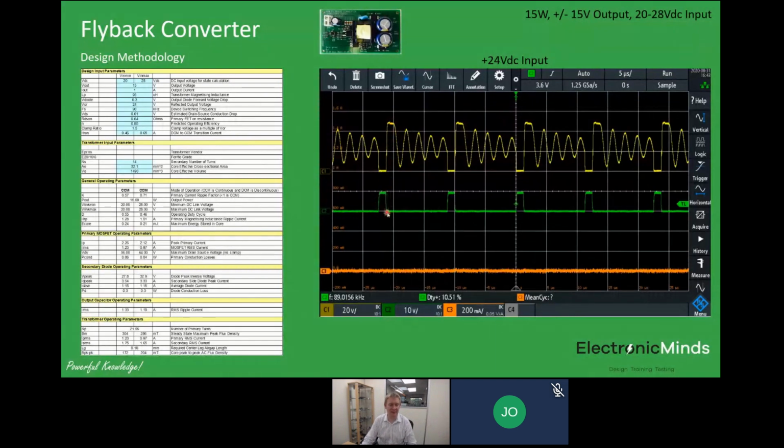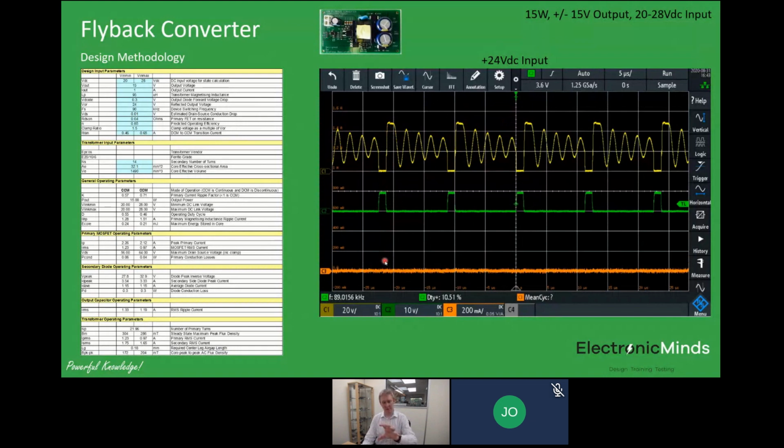The green trace is the gate source. So that's the command signal for the MOSFET to turn on, going up to about 9 volts. When the MOSFET turns on, you can see the MOSFET voltage drops to 0. When the MOSFET turns off, you get the reflected voltage coming back. And on the bottom here, the orangey kind of colored trace, that's actually our output DC load current.